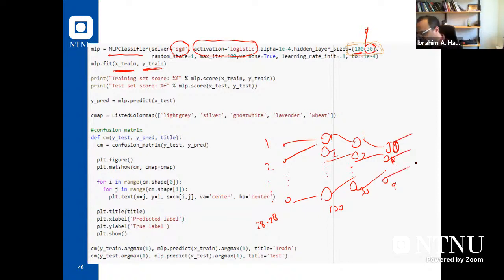And after that, we will train the model. We trained the model. If you want to get the training set and testing set score, you have this function called mlp.score. From it, you can get the training score and the testing score. For example, you can predict for the test set: when the input is the test set, you get the prediction for the test set.